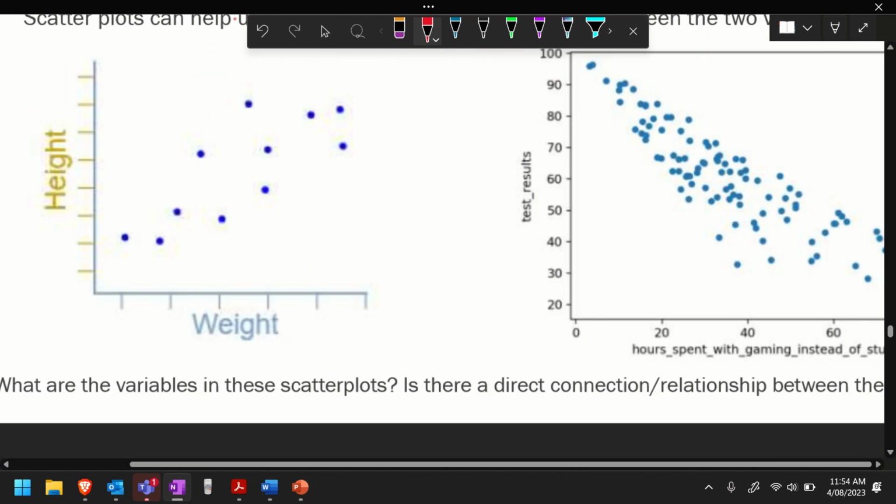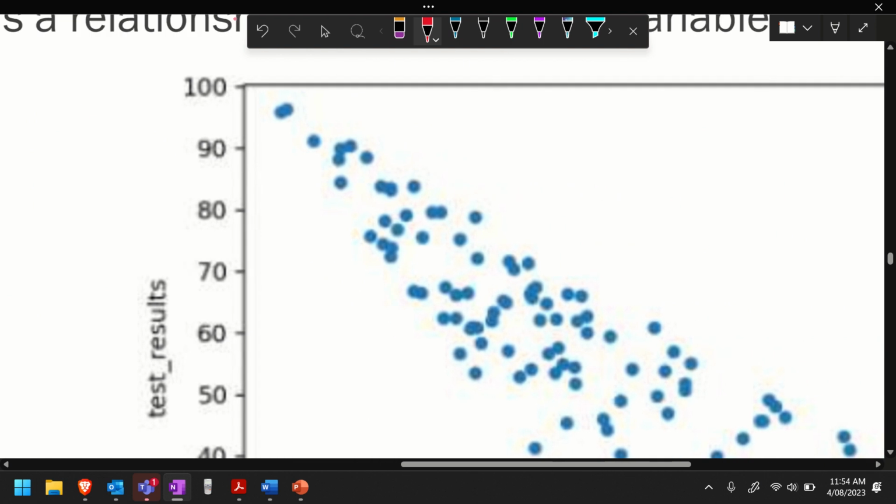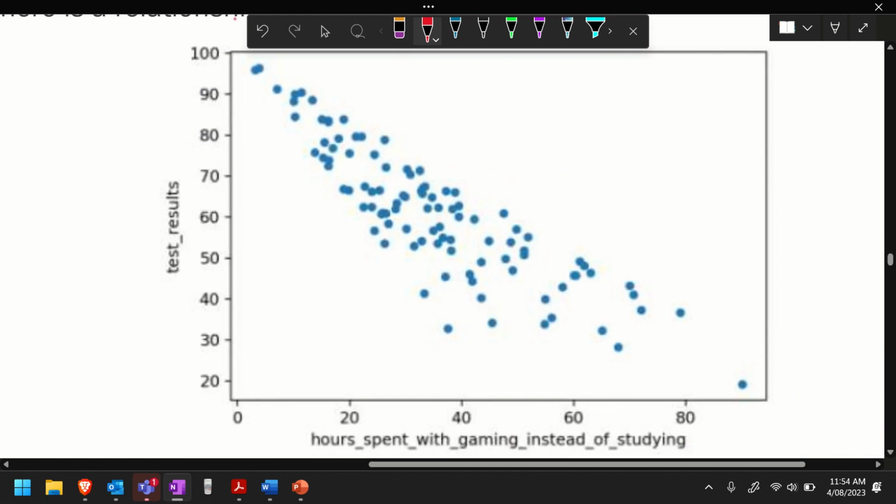All right. Before I actually move on, can anyone see what is a possible outlier in this data? The bottom right, yeah? Could be an outlier. We don't know 100% for sure, but it means that because this guy spent maybe about, I don't know, 90 hours playing games, he did really badly.